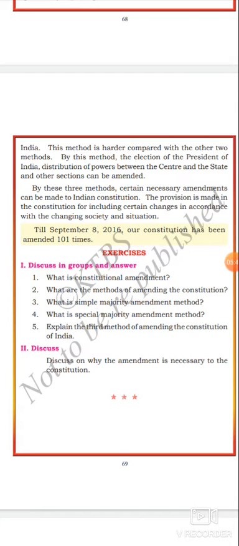Let us see now the last para. By these three methods, certain necessary amendments can be made to the Indian Constitution. The provision is made in the Constitution for including certain changes in accordance with the changing society and situation. Got it? Changes in the Constitution are very necessary because of changes in accordance with the changing society and situation. So amendment of the Constitution is necessary. Got it? See, till September 8, 2016, our Constitution has been amended 101 times. How many times has our Constitution been amended? 101 times. Got it, dear students?